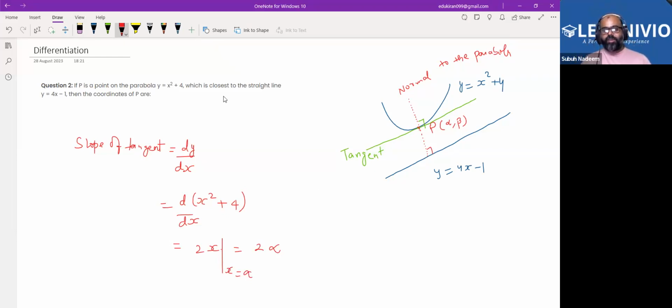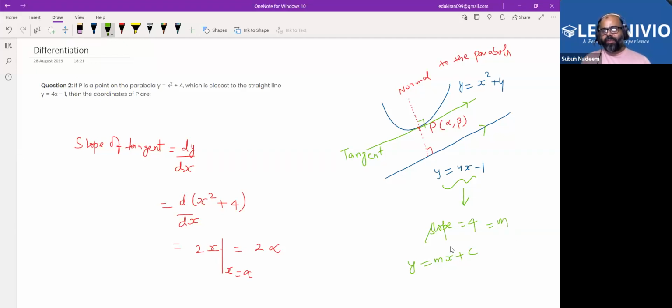Now another thing in front of us is that this tangent is parallel to this line y equal to 4x minus 1, because the normal is perpendicular to the tangent as well as to this line. So in that case, this green line is parallel to this blue line. So the slope of this line is 4. Slope is 4 because we remember y equal to mx plus c is a line, then the slope is m. So m is 4 here.